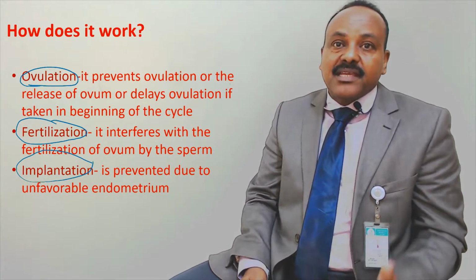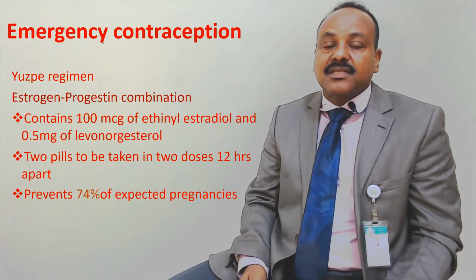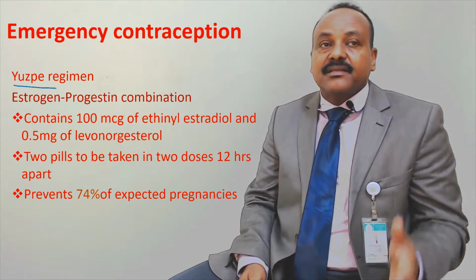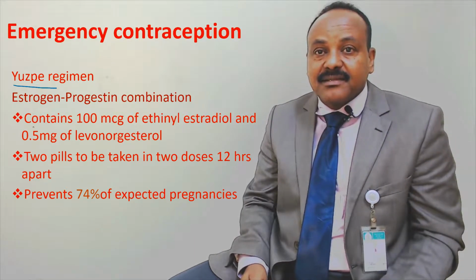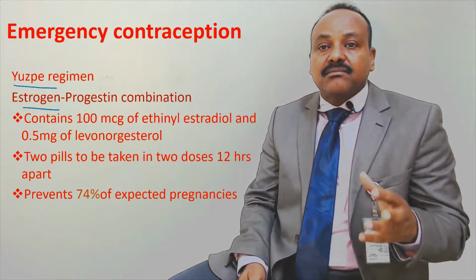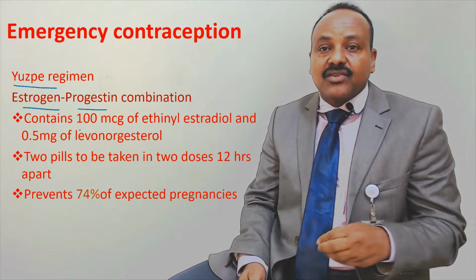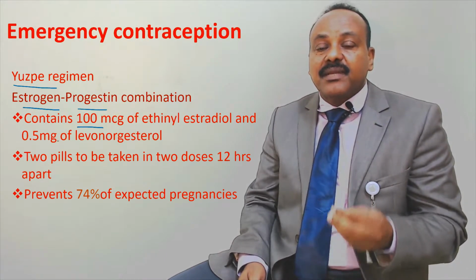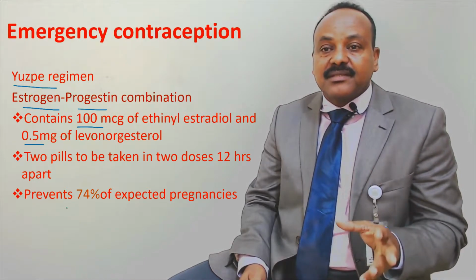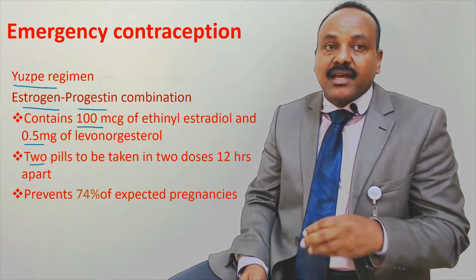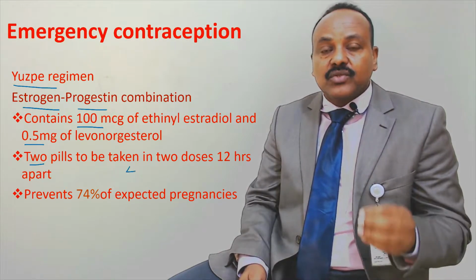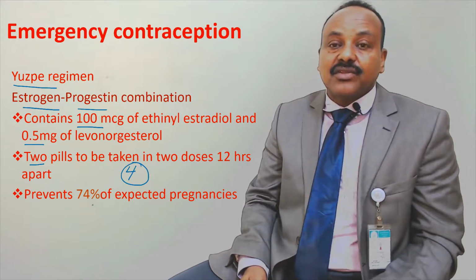We have many regimens. The first one is called the Yuzpe regimen. This is a form of tablets composed of 2 hormones, estrogen and progestin: 100 microgram ethinyl estradiol and 0.5 milligram of levonorgestrel. You need to take 2 pills now and the second 2 pills after 12 hours. They found that it usually prevents pregnancy by 74%.